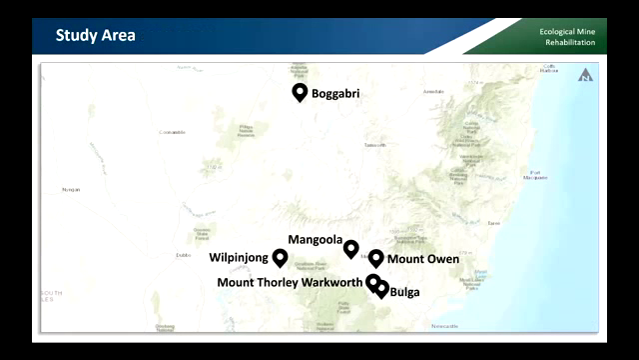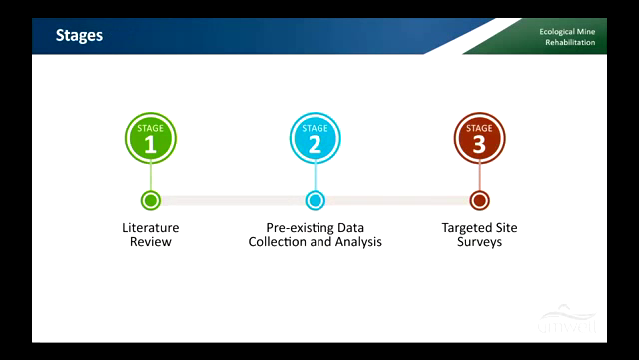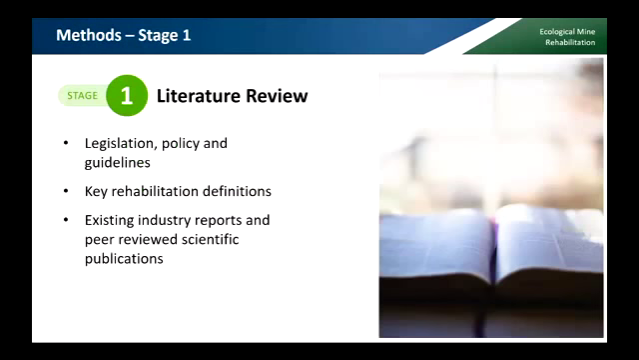We'll also be collecting existing data from Boggabri coal mine, which is in the Gunnedah mining district. Both of these mining districts have a substantial number of mines and mining impacts. So we're currently sitting between stage 1 and 2 at the moment.